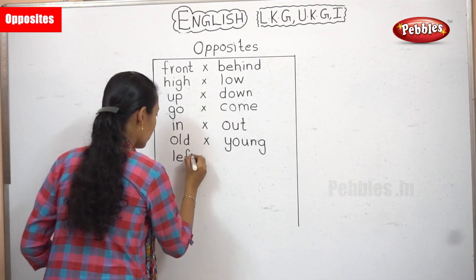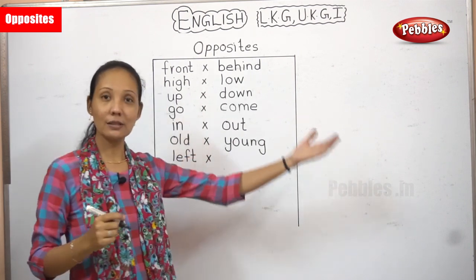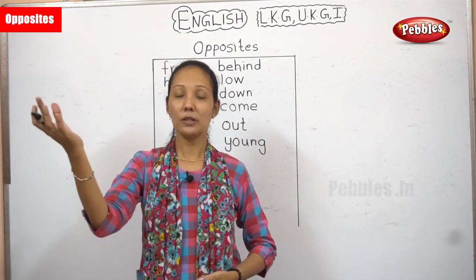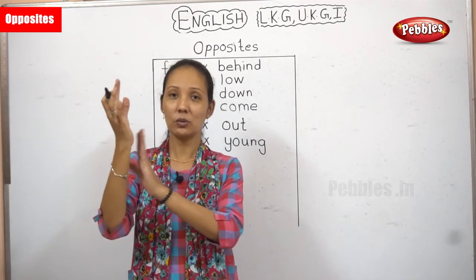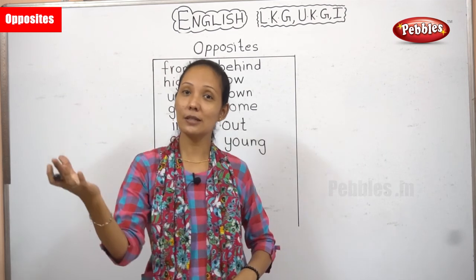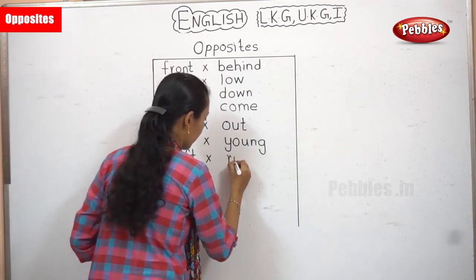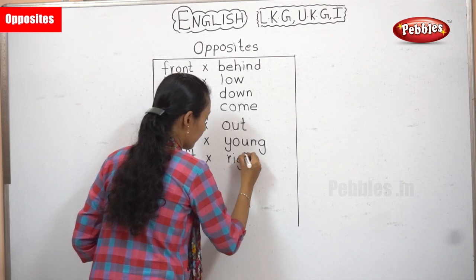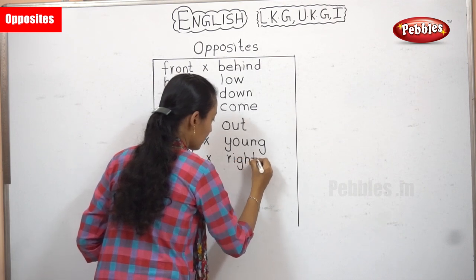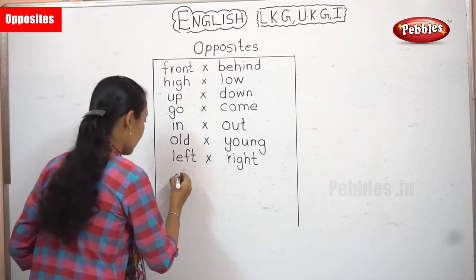Now next one is left. This you will know, isn't it, children? Left. Suppose you say left, this is the left hand. So what is the opposite? What do we call this other hand? Yes, we call it right hand, isn't it? So left, opposite is correct, right. So your word left, opposite is right.